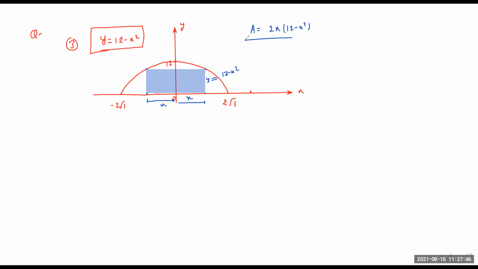And you know how to do the next part. To maximize the area, you have to create an equation, differentiate it and equate to 0. So just try this. I think you will get it now.